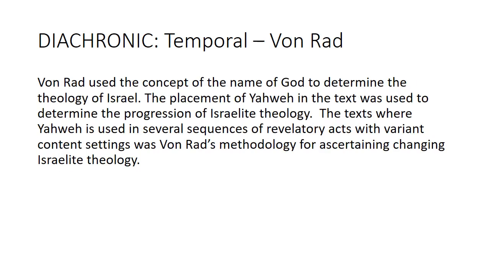Von Rad used the concept of the name of God to determine the theology of Israel. The placement of Yahweh in the text was used to determine the progression of Israelite theology. The places where Yahweh is used in several sequences of revelatory acts with variant content settings, that was Von Rad's methodology for ascertaining changing Israelite theology.